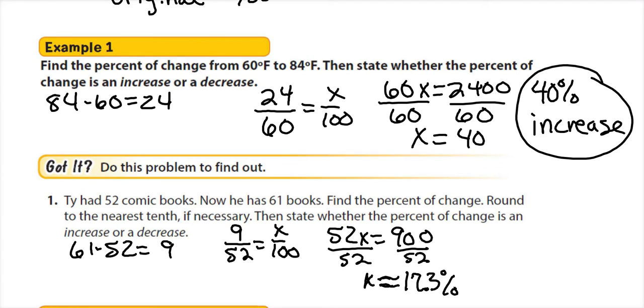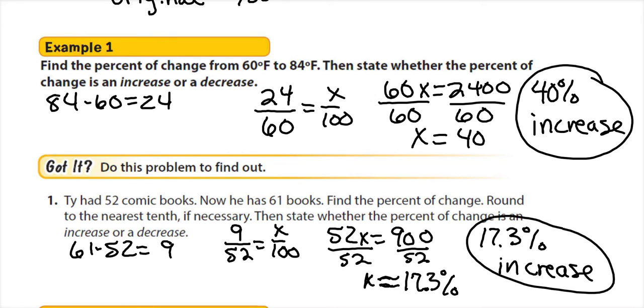Okay, then we have to restate it, so it's 17.3%. And are we increasing or decreasing? It went from 52 up to 61, so that would be an increase. And there we go. All right, so again, the math part shouldn't be difficult. You're just taking the new part and adapting it to what we already know. Nothing too crazy here at the beginning.